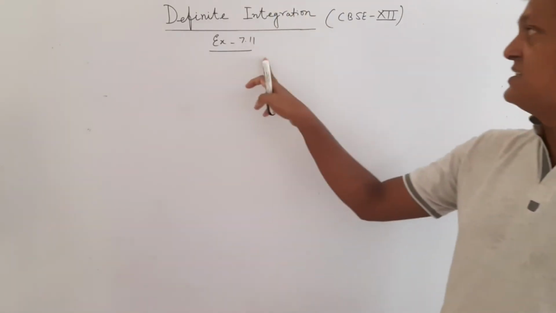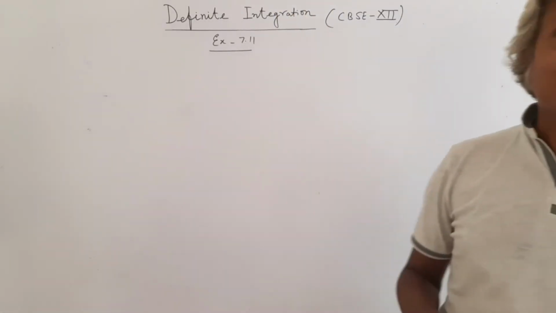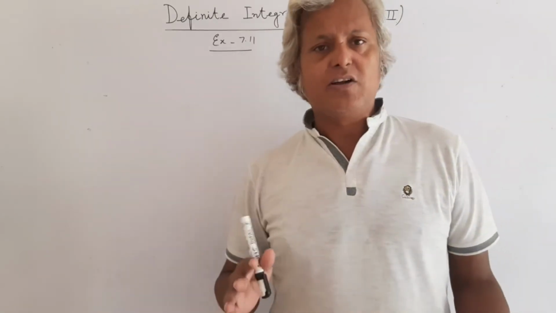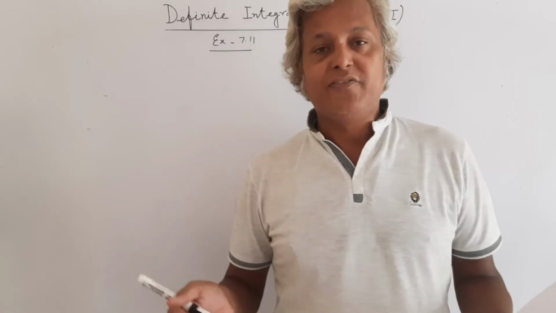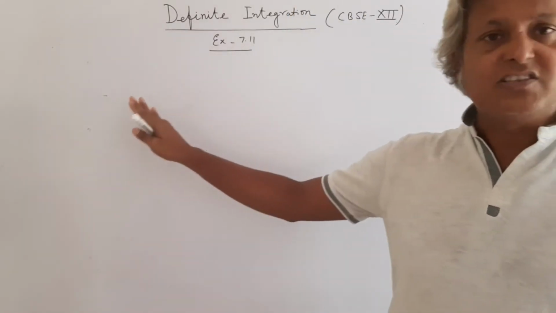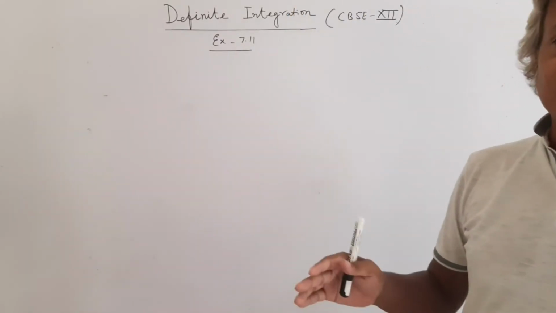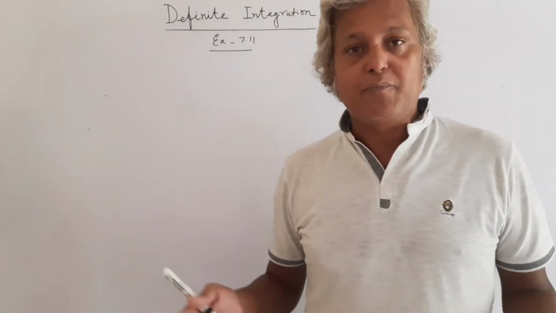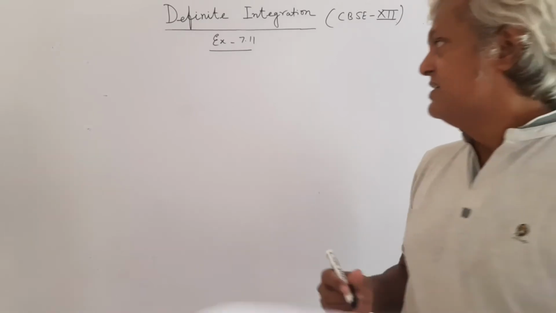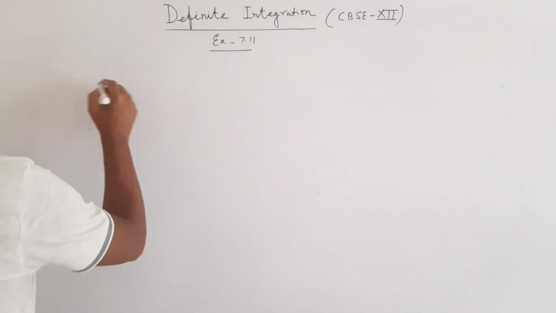Now we are into exercise 7.11, CBSE standard 12, and we have solved roughly 10 questions, but I forgot to solve question number 5. So I am starting by solving question number 5, then I start from solving question number 11. In between, I have solved all those questions. If you haven't seen my previous video, just go and watch them. So now, question number 5.